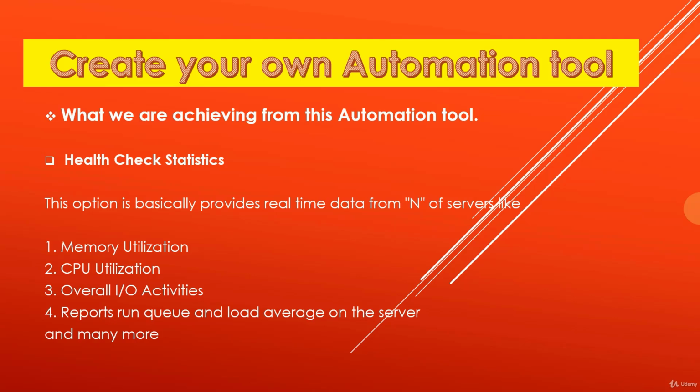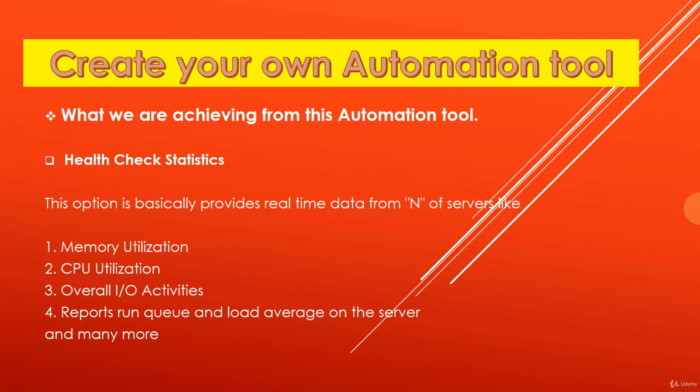So the next option we have with this tool is health check statistics. This option basically provides real-time data from n number of servers. Suppose on some servers I want to check the memory utilization, CPU utilization, overall IO statistics, and run queue reports and load average on the servers and many more things. So we can opt for these options.